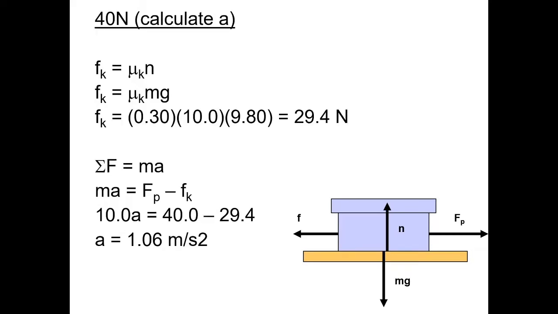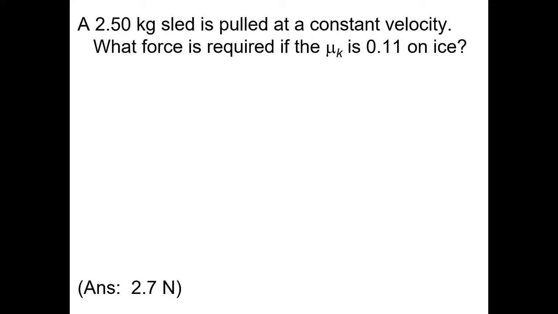So let's go a little further down. Okay, now we've got a sled that we're also going to pull at a constant velocity. And we want to know what force is required if the mu k is 0.11 on ice. All right, so let's take a look at that one. We'll draw a free body diagram. mg always goes down, normal goes up.